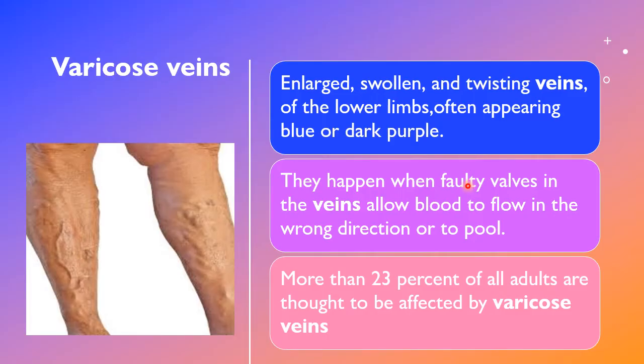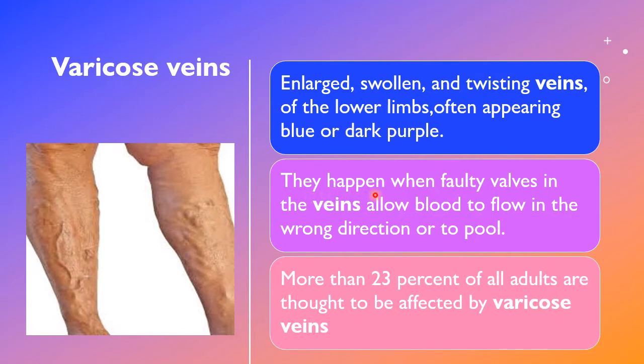Varicose veins are enlarged, swollen and twisting veins of the lower limbs, often appearing blue or dark purple in color. These are the varicose veins in the legs here. They are swollen, enlarged, elongated, twisting, and at times also tortuous. These are the words that I use to describe varicose veins.